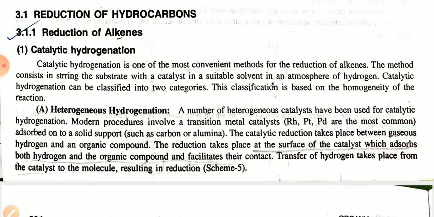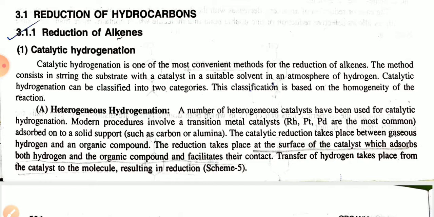Today's topic is reduction of hydrocarbon. First, we have to learn about the reduction of the alkenes. Okay, so the alkene has to be reduced by catalytic hydrogenation. Catalytic hydrogenation is one of the most convenient methods for the reduction of the alkene.